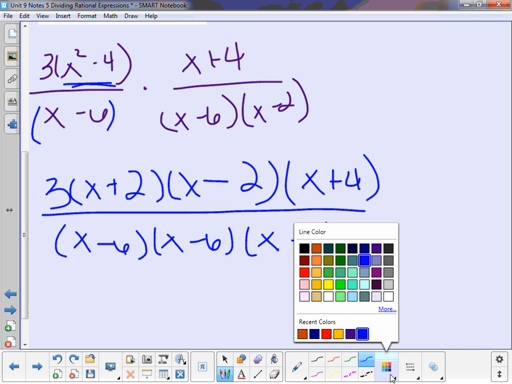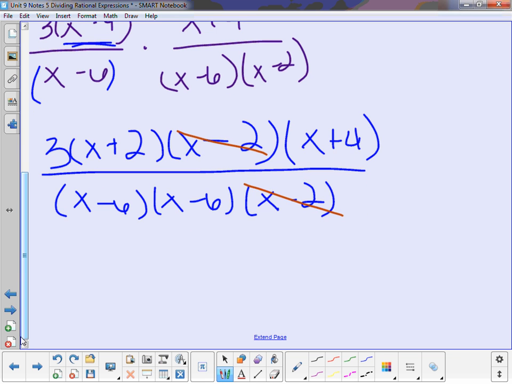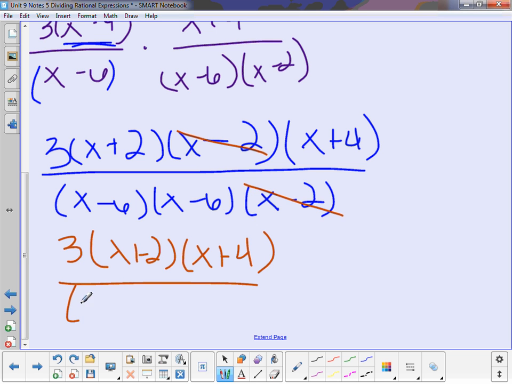And now we want to start canceling some things off. So we want to cancel those. And that's all we can actually cancel. So left on top, I have 3 times x plus 2 times x plus 4. And that's going to be divided by x minus 6 times x minus 6.